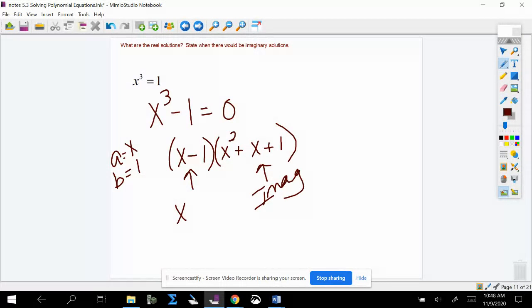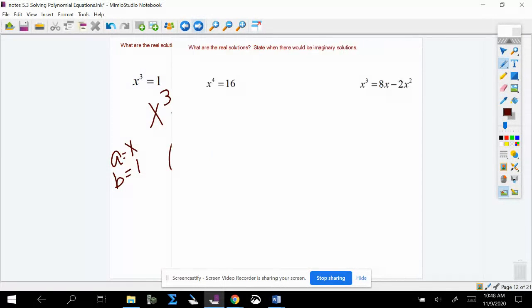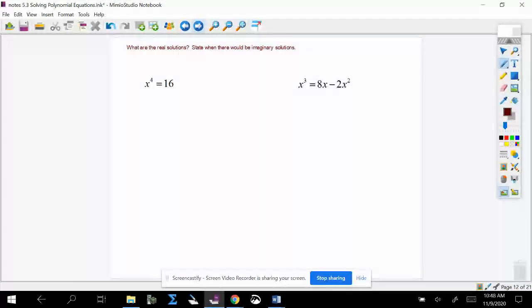This tells me my only real solution is x equals 1. These two, neither of them are standard form, so I'm going to subtract 16 in the first one to get it in standard form. I'm going to subtract both of these two, well, actually subtract the 8x and add the 2x cubed, or 2x squared.